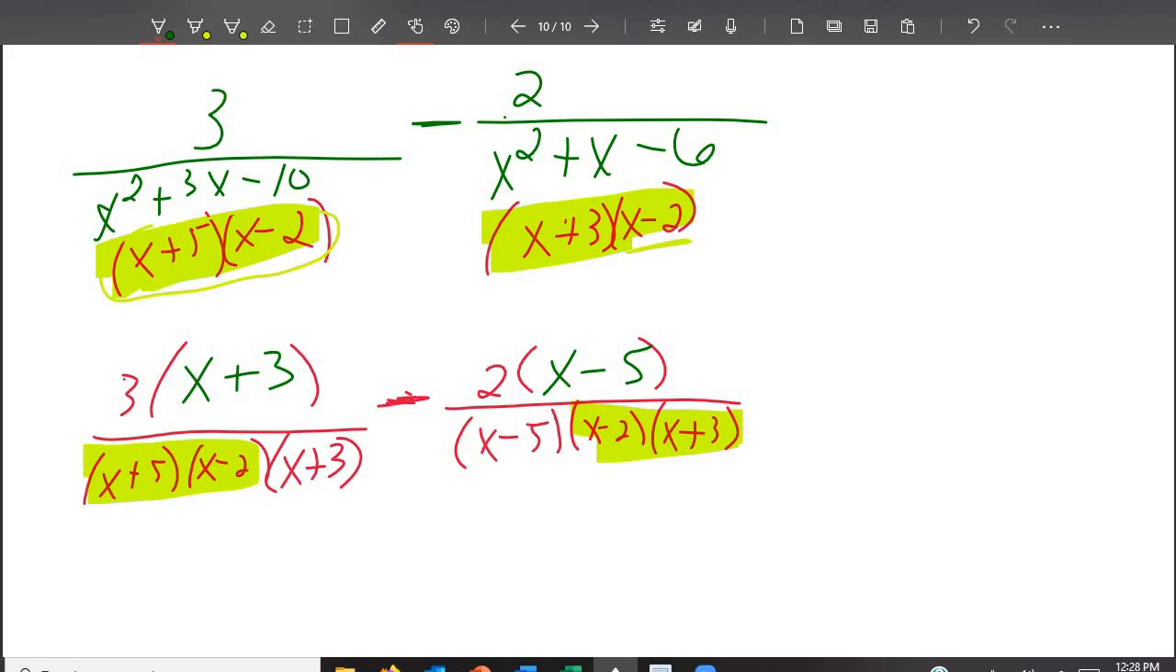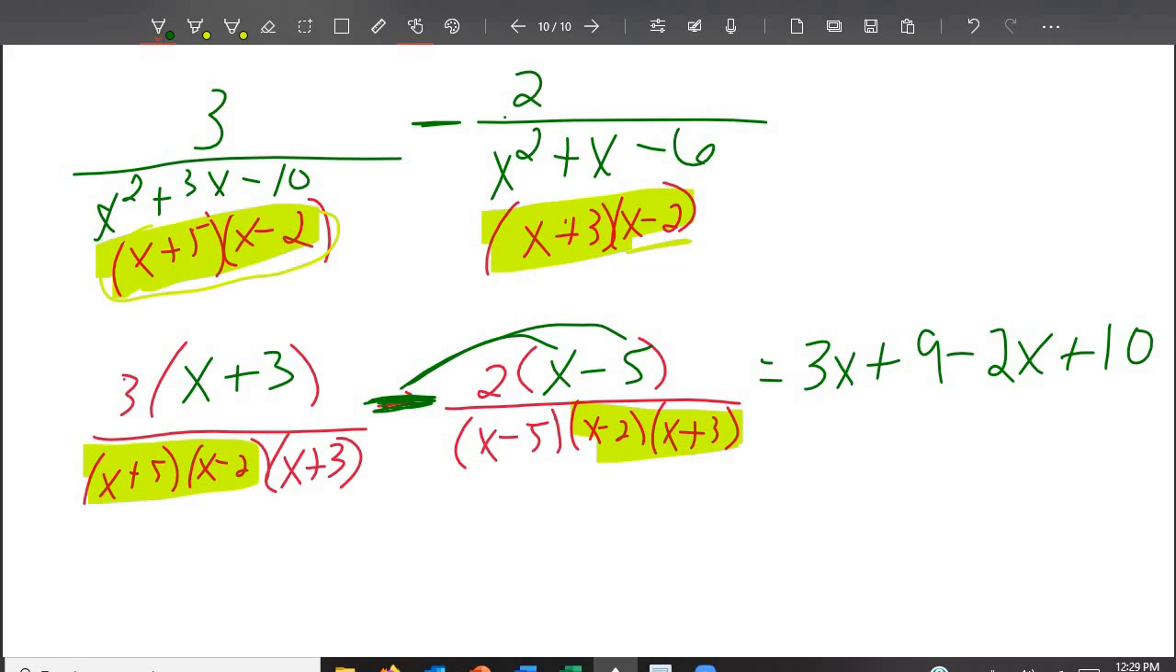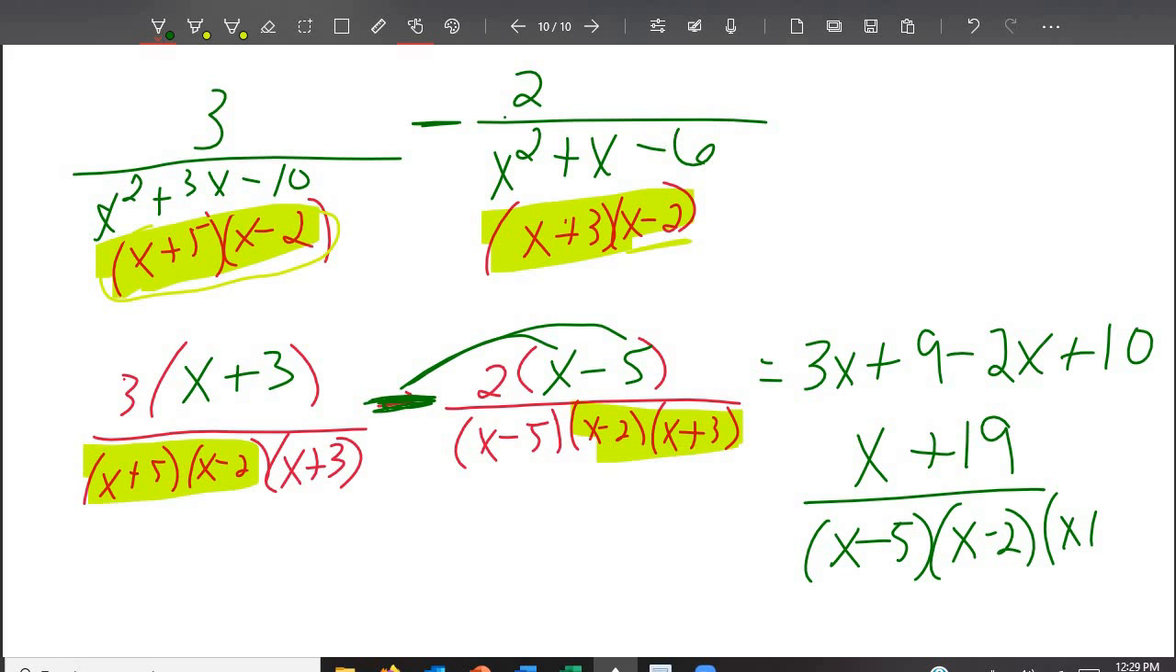Now we're going to do the distributive property. Now pay attention to that minus sign. That means we're distributing a negative 2. So we'll get 3x plus 9. Negative 2 times x is negative 2x. Negative 2 times negative 5 is positive 10. Add the like terms and rewrite your denominator. That's your final answer.